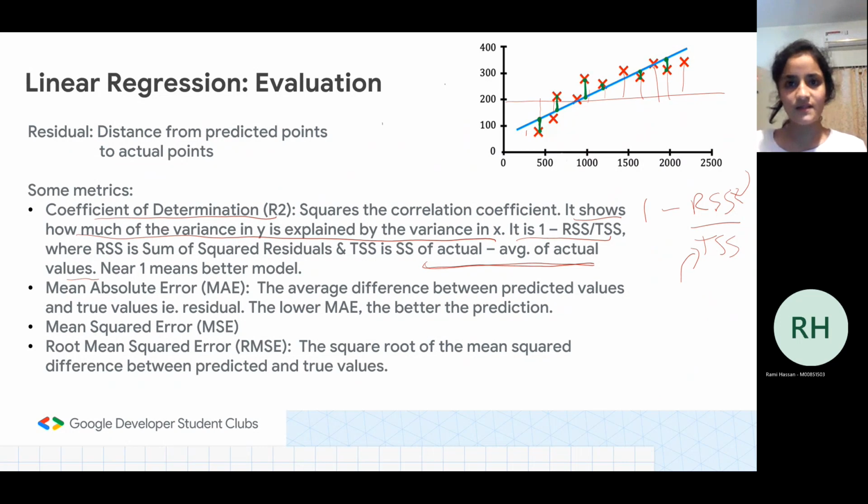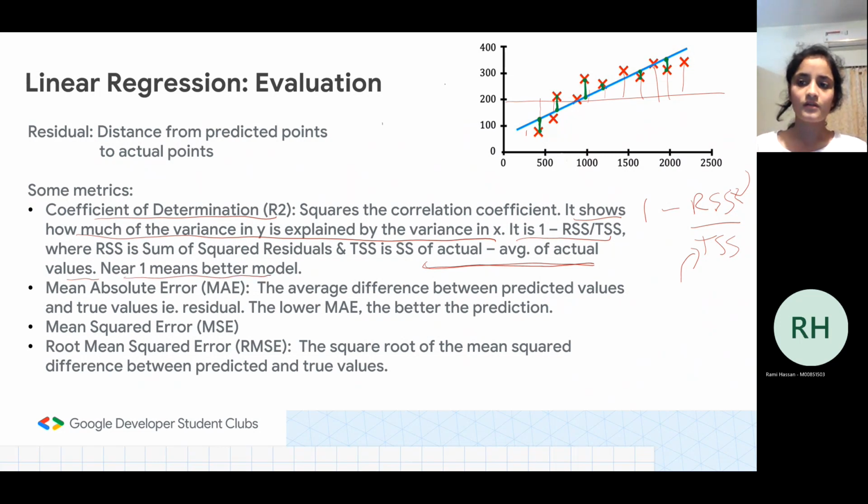Okay, so if we have RSS as a small number and TSS is a bigger number, then you're going to get 0 point something, because it's a small value divided by a large value. So you're going to get some 0.123 or something like that. And the coefficient of determination is 1 minus this division. So 1 minus 0 point something. If it's a good model, then it's going to be a small decimal. So suppose it's 1 minus 0.1, you're going to get 0.9. So that's what's written here. Near 1 means better model.